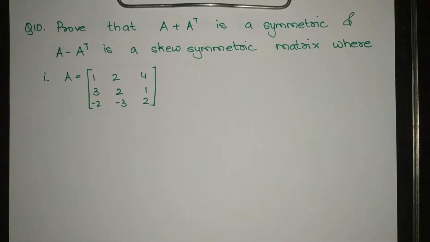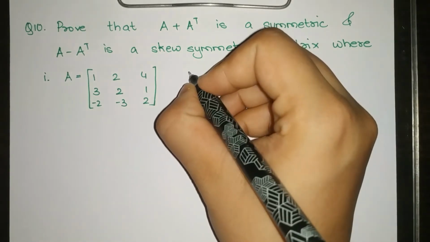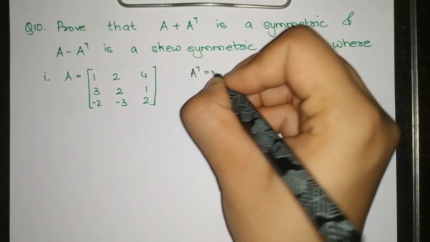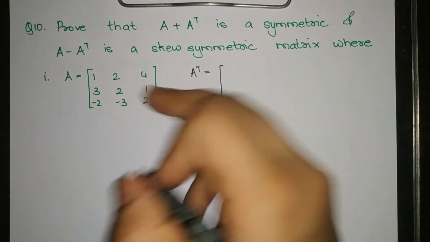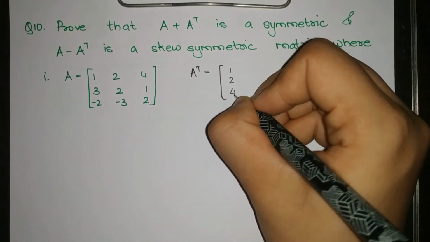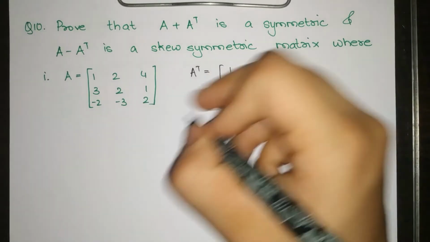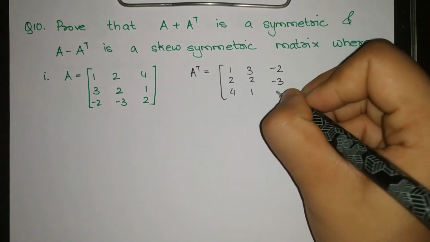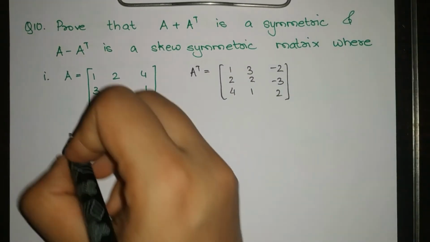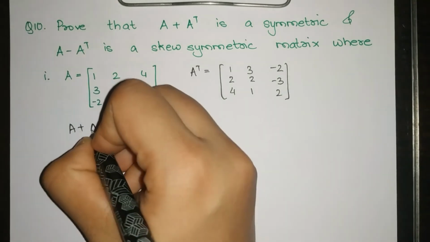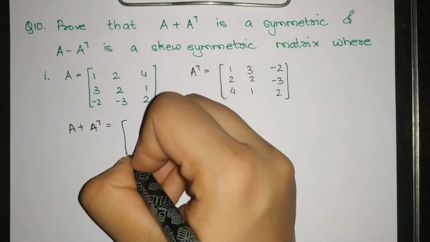In the 10th question, we have to prove that A plus A transpose is a symmetric matrix and A minus A transpose is a skew symmetric matrix. तो इसके लिए we have two subparts. हर एक में पहले हम A transpose निकालेंगे. Okay, so this becomes 1, 2, 4, 3, 2, 1 and then -2, -3 and 2. Fine. अभी A plus A transpose calculate करेंगे, तो for that we have to add these two matrices.